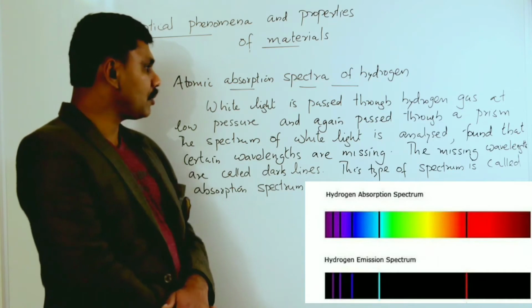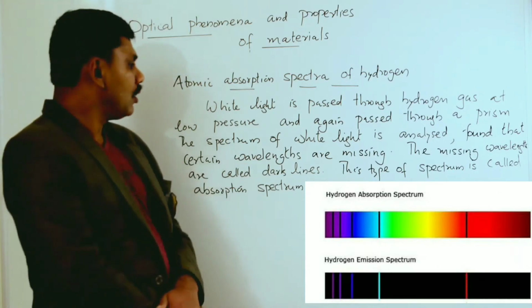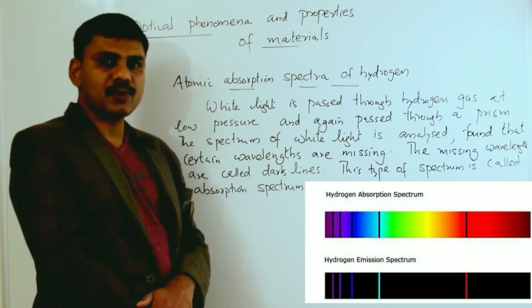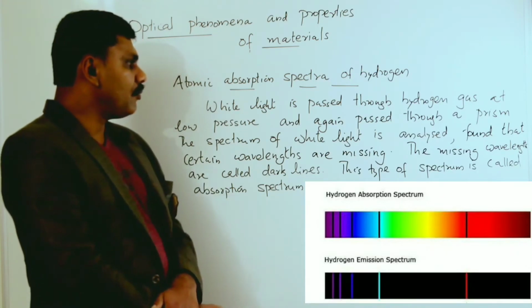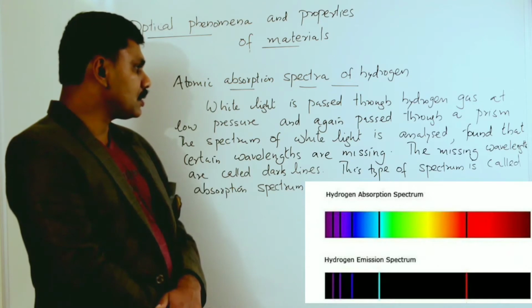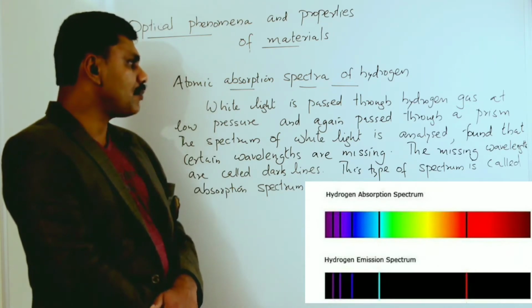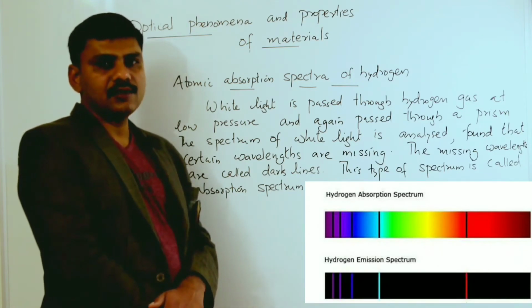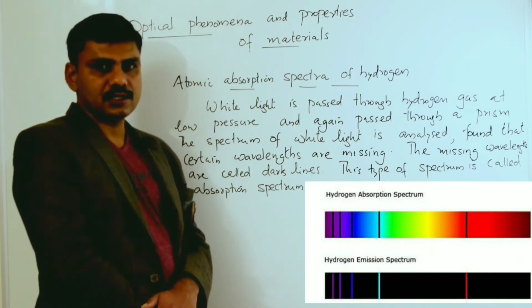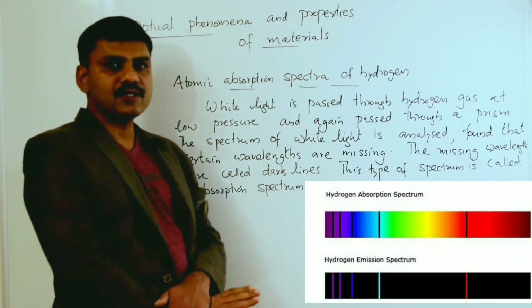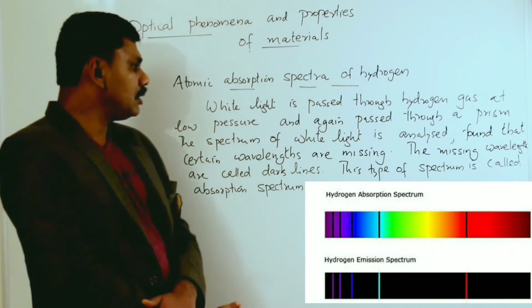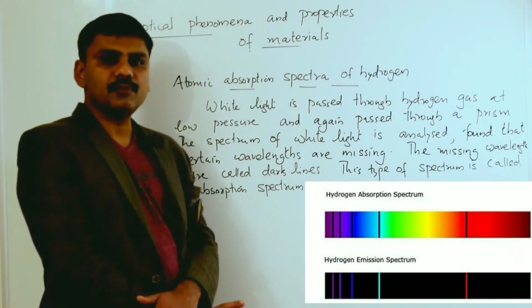So how is the absorption spectrum of hydrogen produced? White light is passed through hydrogen gas, which is kept at a low pressure. During that process, the hydrogen gas absorbs some of the wavelengths of white light. After absorption of some of the wavelengths, the remaining wavelengths come out from the hydrogen gas and are passed through the prism.